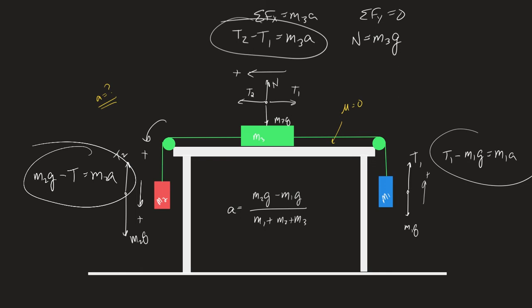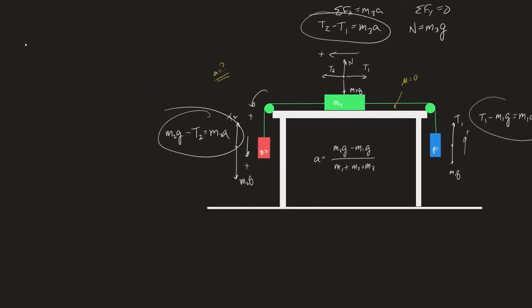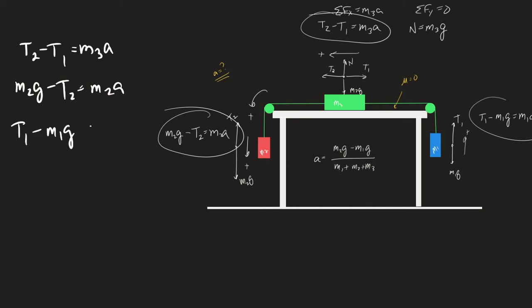Last class period and a little bit this period, I'm seeing quite a few people that are actually still trying to solve for T's. Stop that. I gave you a method that works better. Use it. T2 minus T1 equals M3a. M2g minus T2 equals M2a. And T1 minus M1g equals M1a.